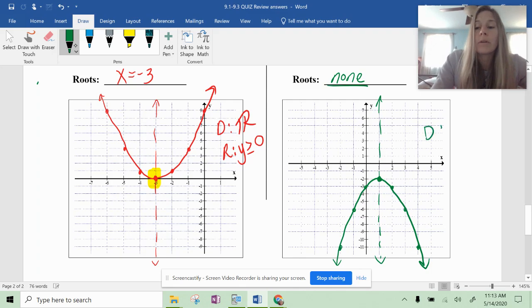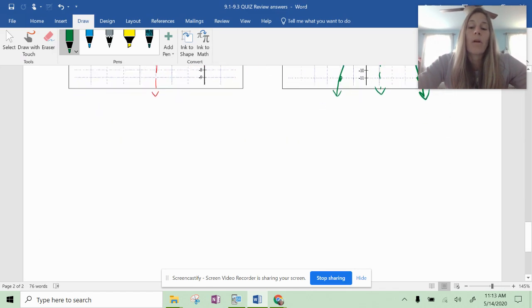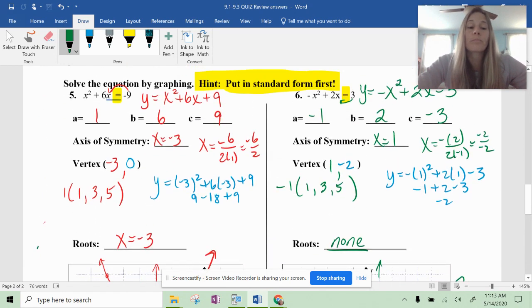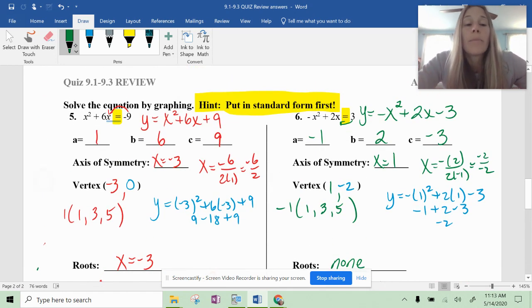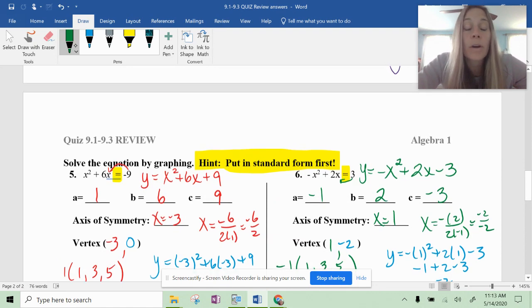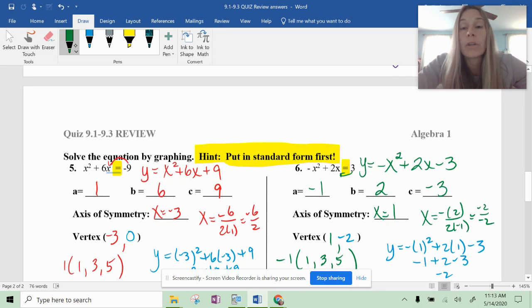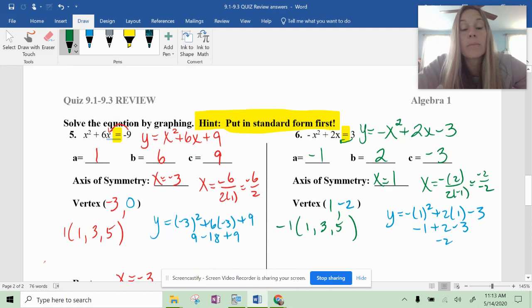The domain here is still all real numbers, and the range is still going to be y is less than or equal to the y value on your vertex, which is -2. All right, and I think that's about it. Okay, so basically the last 2 days we went over how to graph quadratic equations in standard form. We talked about all the different parts, which we've been referring to even with the other forms. We talked about axis of symmetry, the vertex.